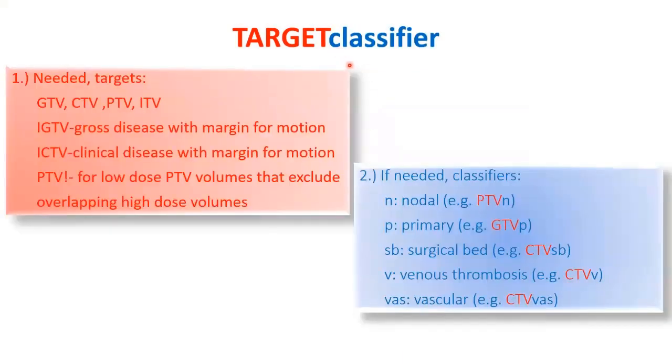Now we go for the next thing, which is the classifier. So we started with the target, now classifier. So the classifier, if needed, you can use N for nodal. So the terminology will be PTV N, this is for nodal. GTV P, this is for primary. CTV SP, this is for the surgical bed. And so on.